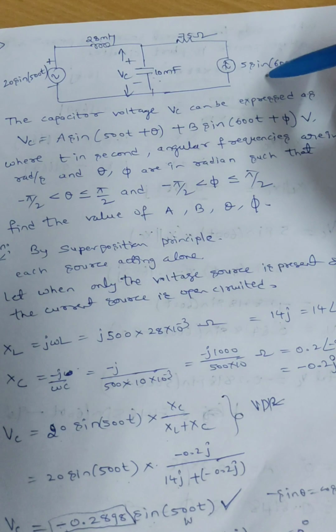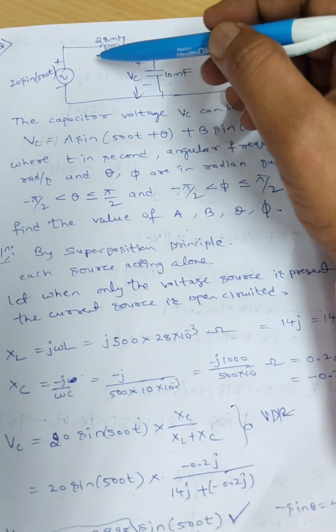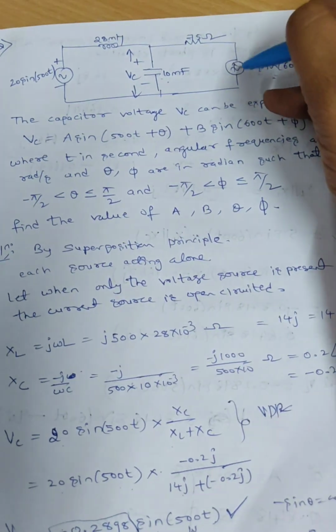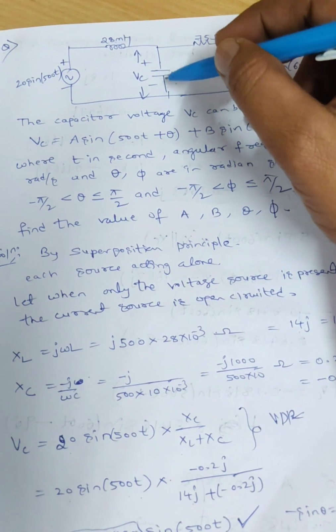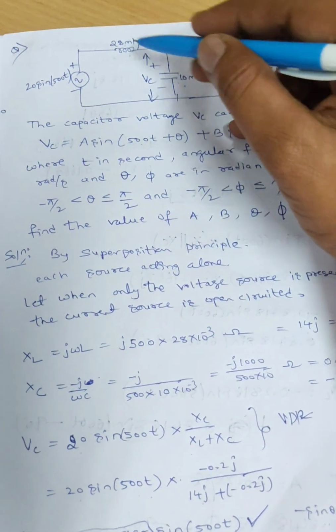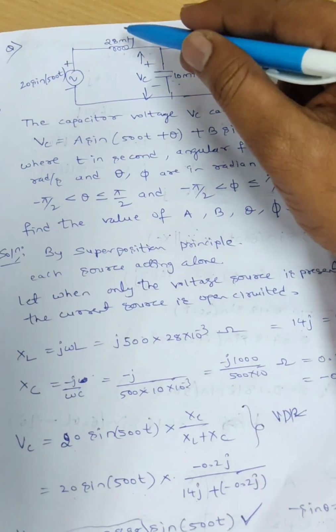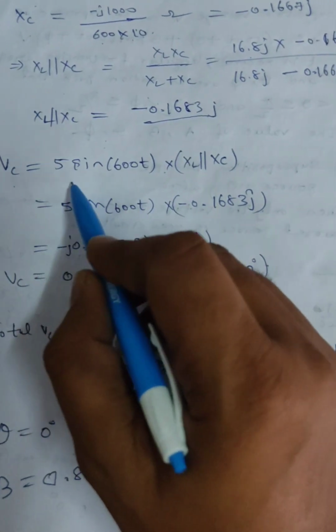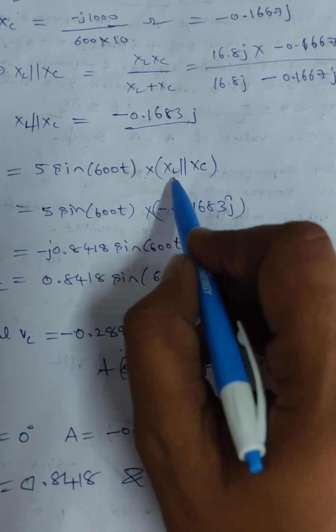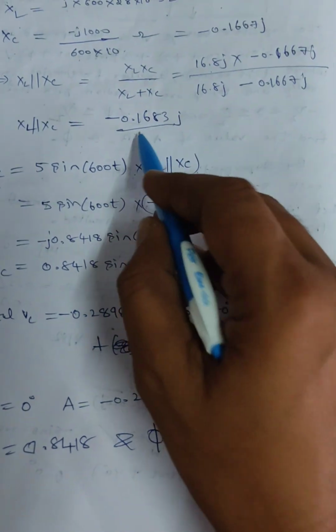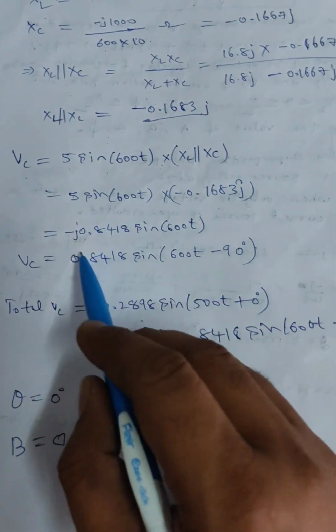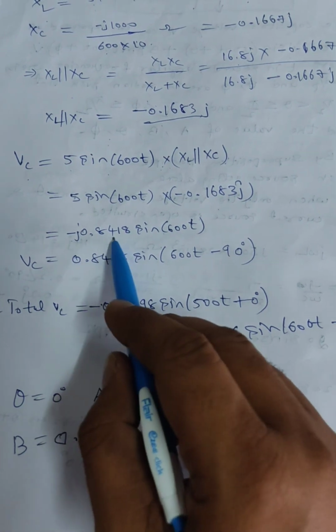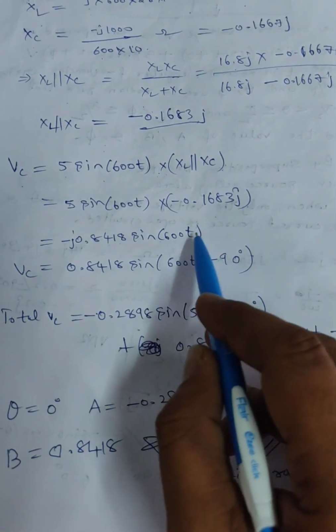Okay, because when the current source is acting, the voltage source is short circuited. So these two will be in parallel, the voltage should be the same. So if I find what is the voltage in this branch, the same voltage will be in this part. So both are in parallel. So I am taking that effective reactance. Okay. So therefore, the voltage across the capacitor is current 5 sin 600t into XL parallel XC. So what is the value you got that you mentioned? This into 5, you get minus j 0.8418 sin 600t.